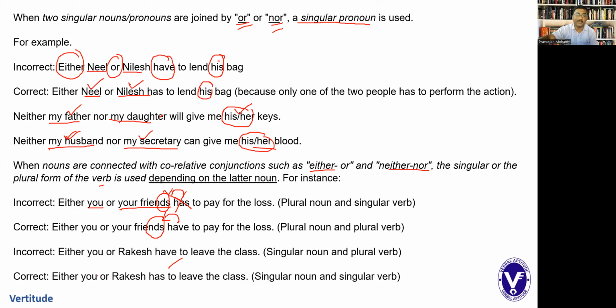That's correct. Now the same: either you or Rakesh have to leave the class. Now again, Rakesh is singular, how can I use a plural verb? So this is wrong. Rakesh is singular, so in this sentence a singular verb is needed. That's why this sentence is correct.